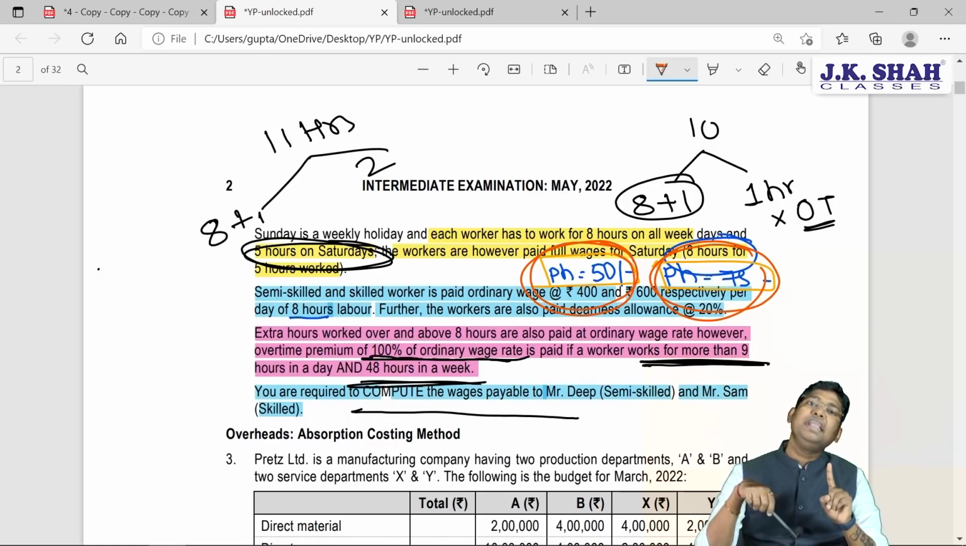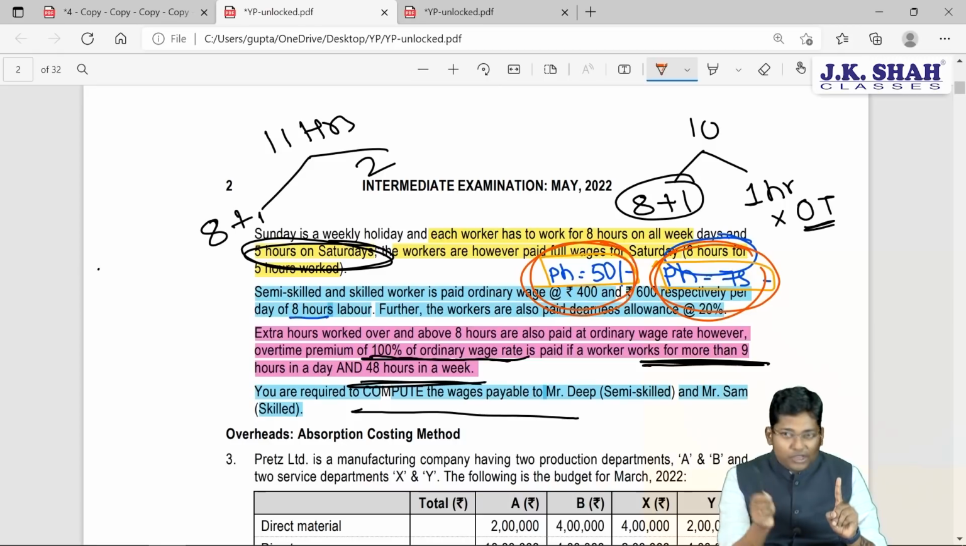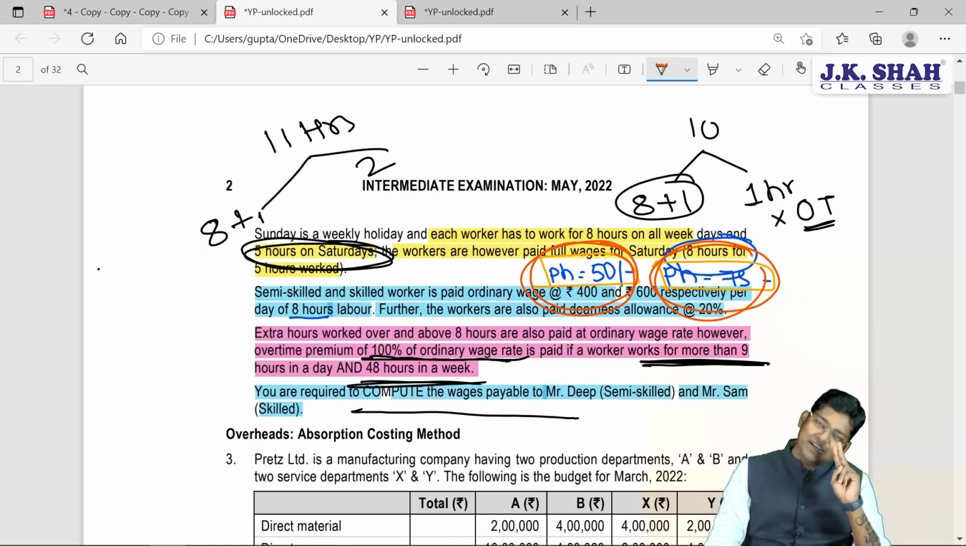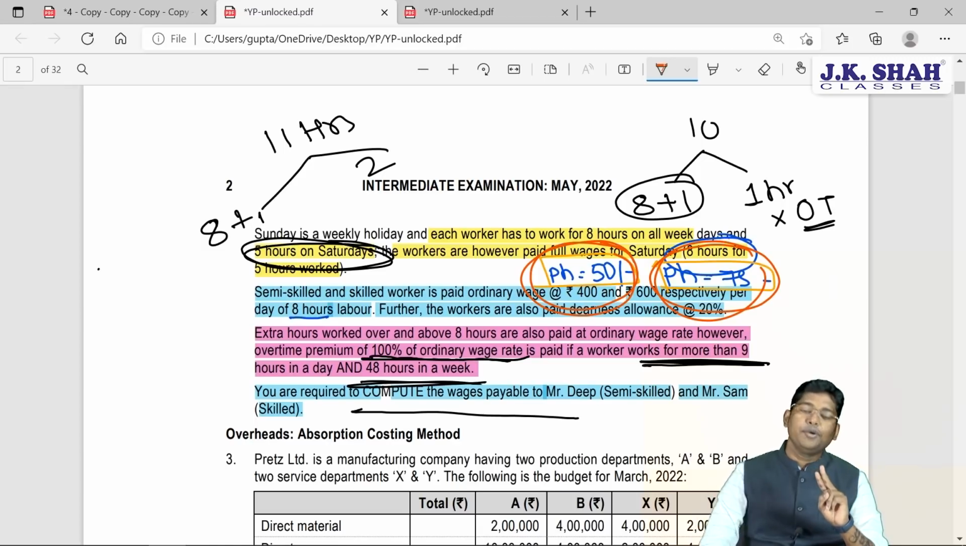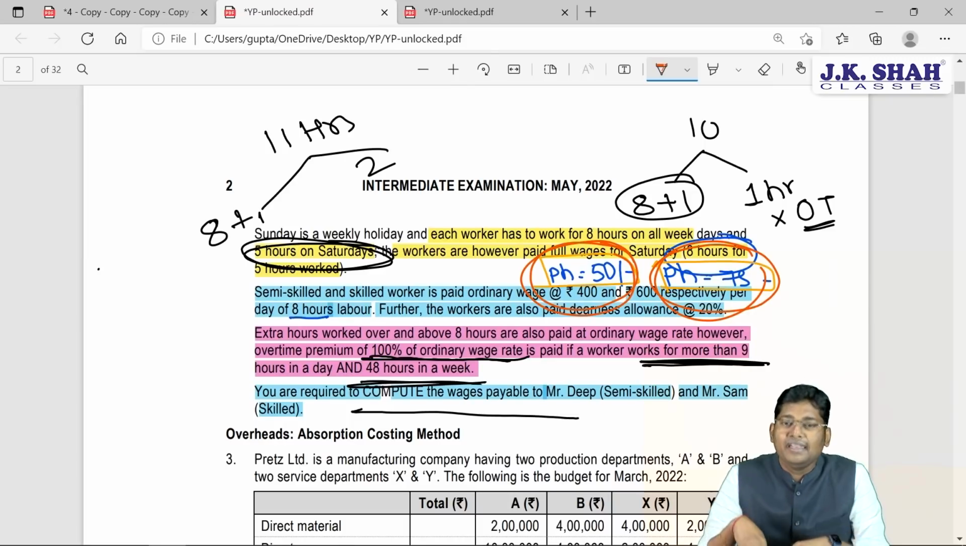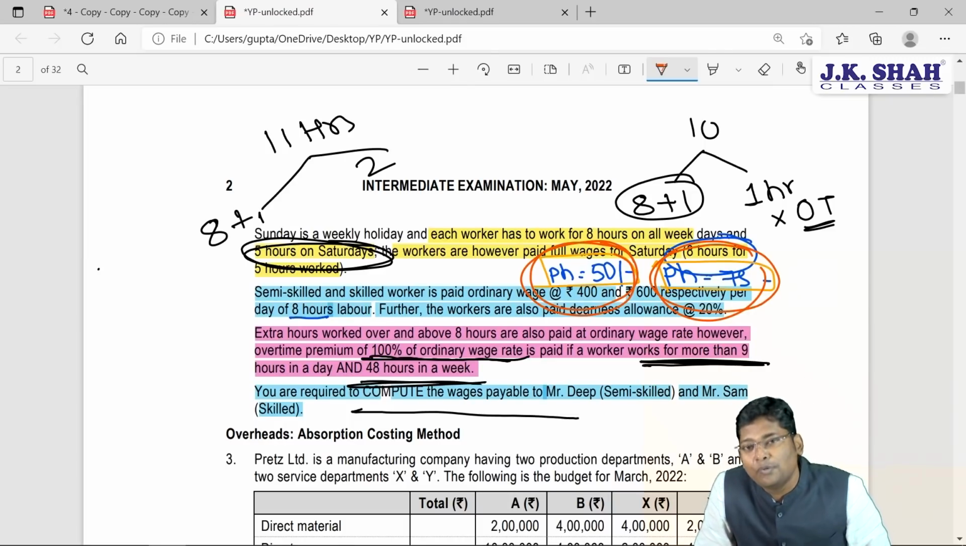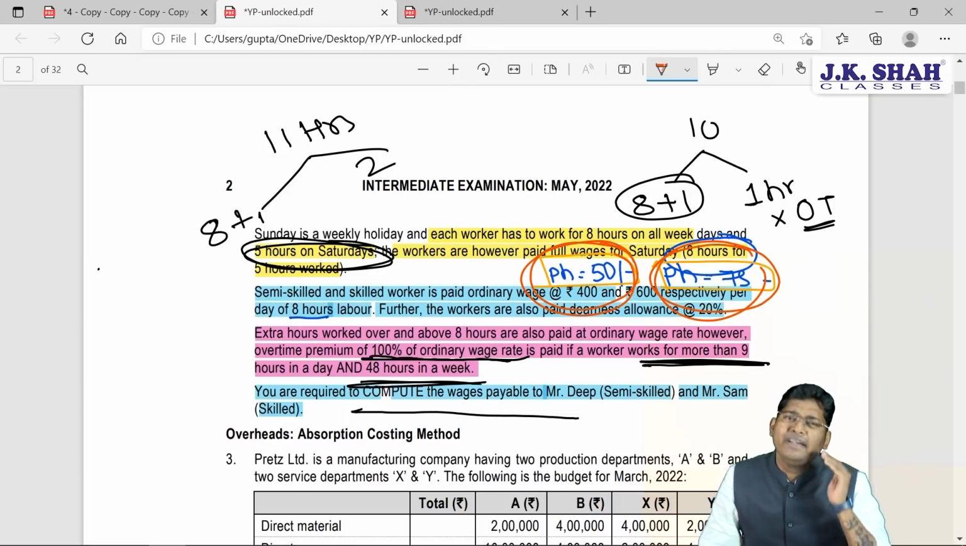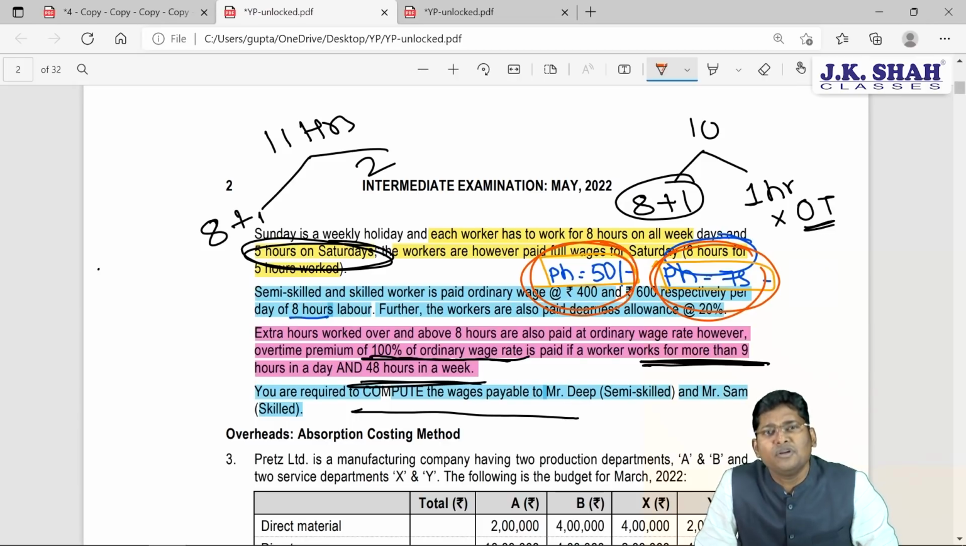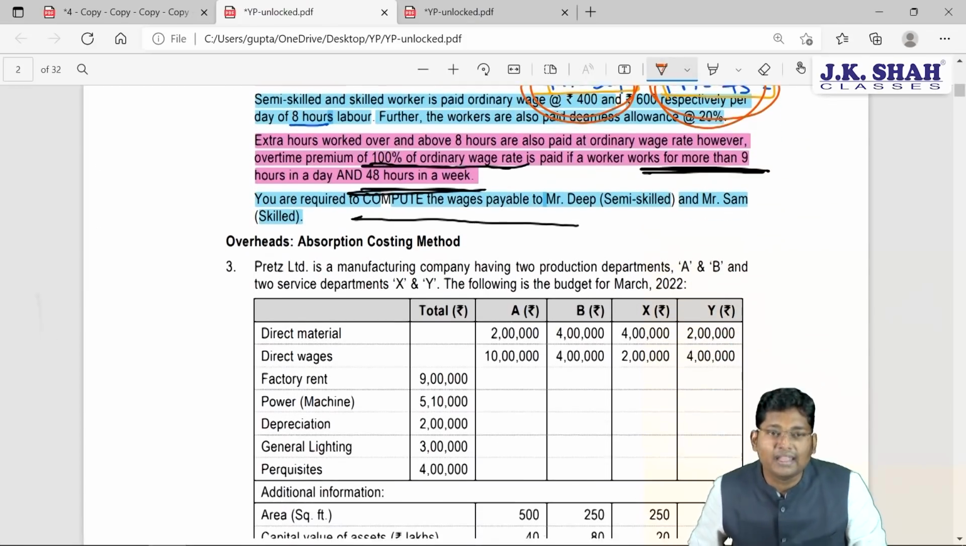It is called the continuous distribution method, where again and again you need to perform a few cycles to distribute the amount of overheads which are available in your service departments' columns. The second method, which will give the same answer as your repeated distribution, is your equation method, the simultaneous equation method, which is also called the reciprocal method. These methods we have already discussed. We have already solved some questions based on all these methods. The third method, which is covered in the RTP and is important from the exam point of view, is the trial and error method. Let's see what kind of question is covered in the RTP.